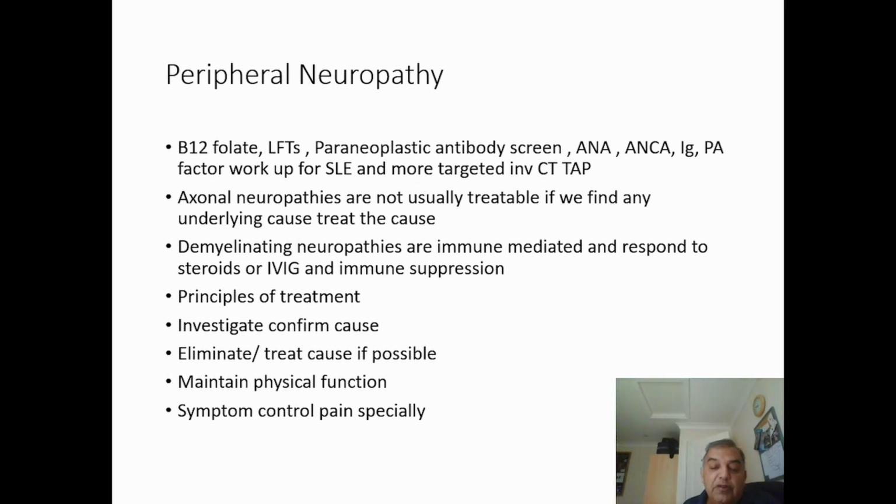Now, axonal neuropathies are not generally treatable, but demyelinating neuropathies are immune mediated, so they respond to steroids, IVIG, which could be one-off or a pulsed IVIG, and immune suppression. We also look at nutrition and nutritional supplements, and investigate to exclude a cause, especially a treatable cause like B12 deficiency, in which case we would supplement B12. We would investigate around it to see if there are any other correlated causes.